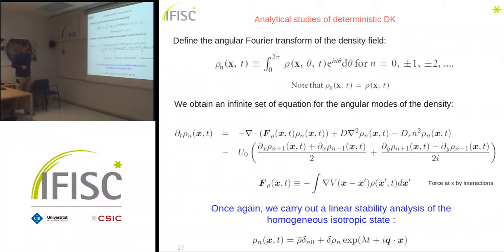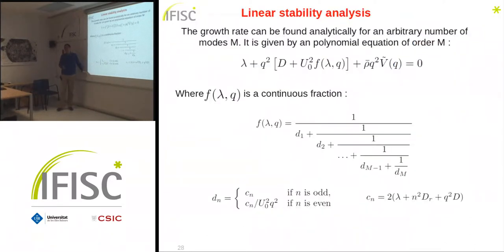Okay, and then what do you do with this equation? Let's do stability analysis. The stability analysis now is very horrible. You can find it for a number of modes n, and this is given by this polynomial. In fact, the problem is that this is an infinite continuous fraction in the linear stability analysis. But you can say several things, and I will tell you what you can say.